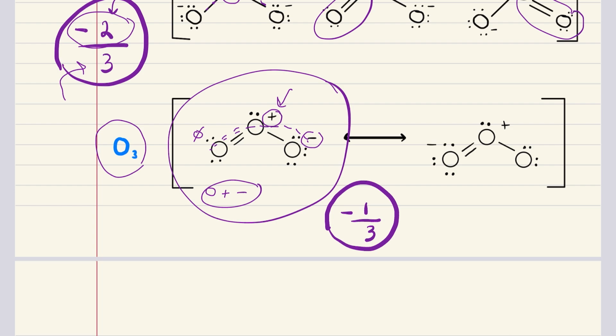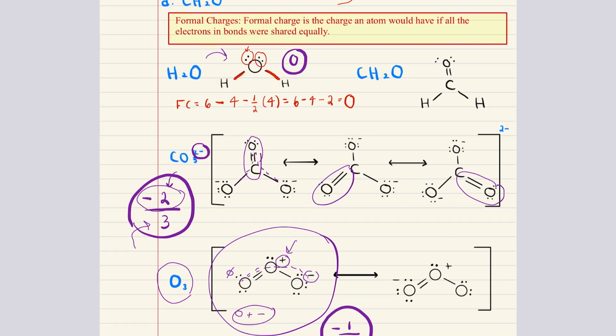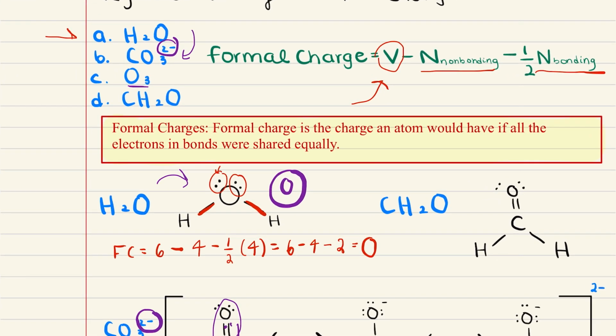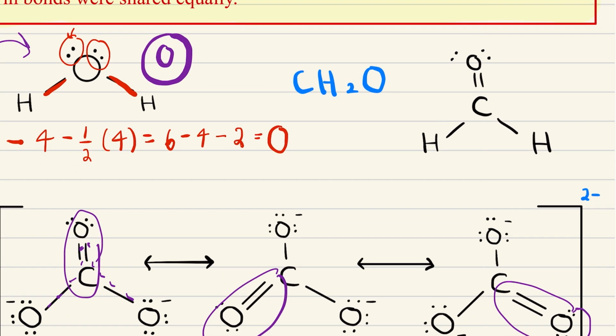Okay, fantastic. Now, the last molecule we're given here is formaldehyde, CH2O. Let's go ahead and draw it out. It's going to look something like this. You have a carbon double bonded to the oxygen, and also the carbon has 2 bonds to 2 different hydrogens. Now, what we're trying to figure out is the formal charge of the oxygen atom.